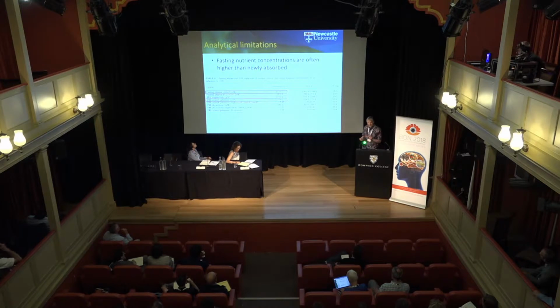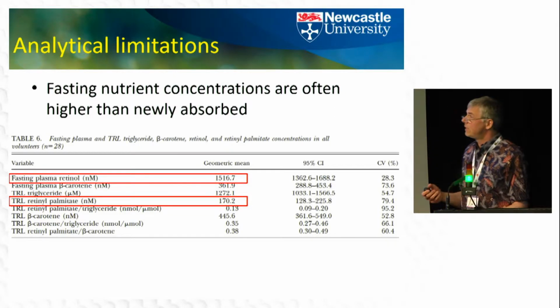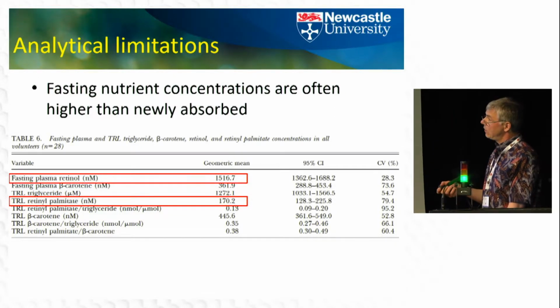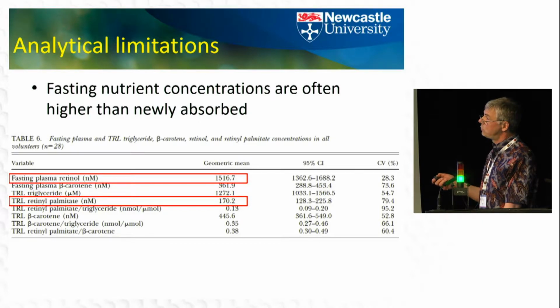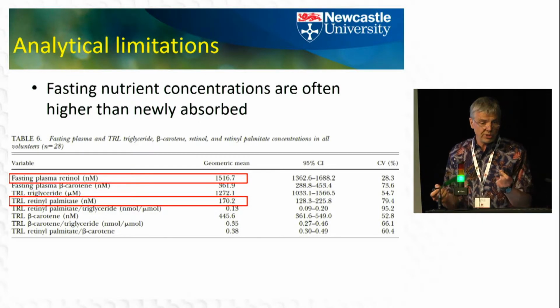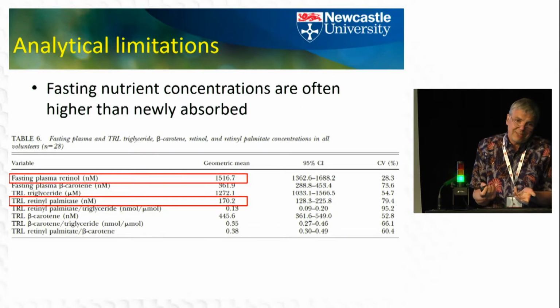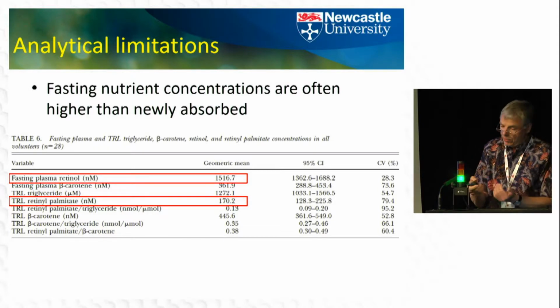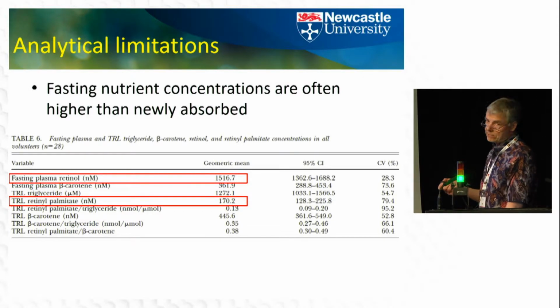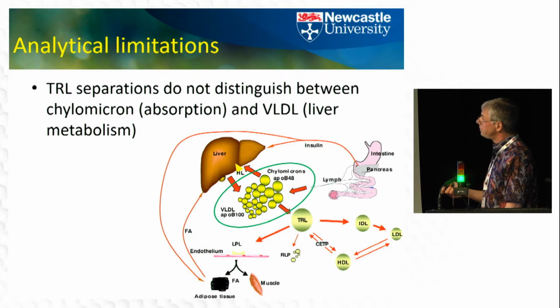The other critical thing that we need to think about when it comes to bioavailability is that very often, not always, the compound of interest is in lower concentration when it's absorbed than what's already in the serum. So if you really want to see how much has been absorbed, you're going to have to use the chylomicron fraction, because otherwise you're not going to see what's been absorbed at the time when you gave the dose, if that's the question of interest.